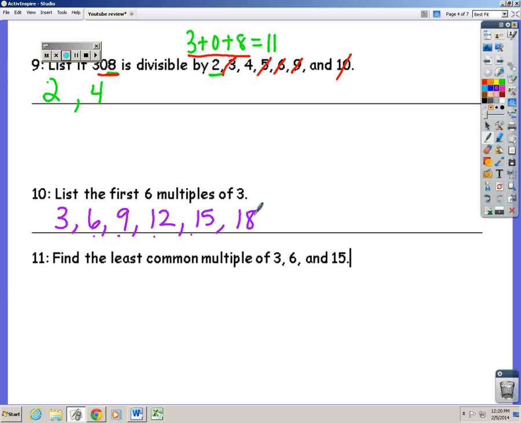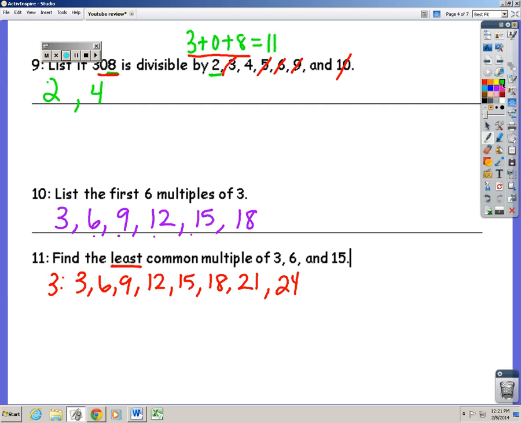Alright, number 11. Find the least common multiple of 3, 6, and 15. So now I have 3 numbers that I need to list all of the multiples. Just like when we talk about least, we're thinking list. So I need to list the multiples of 3. Let's do that one first. 3, 6, 9, 12, 15, 18, 21, 24. I'm going to stop there because that's a pretty long one. We might have to add to it later, but we'll find out.